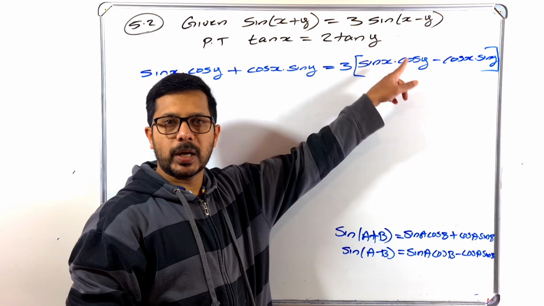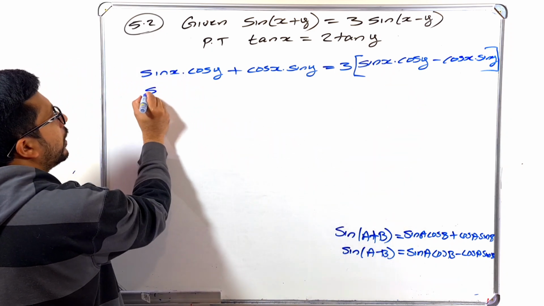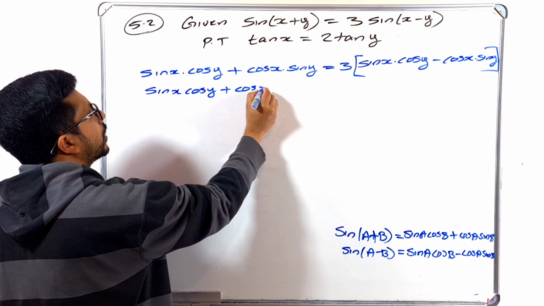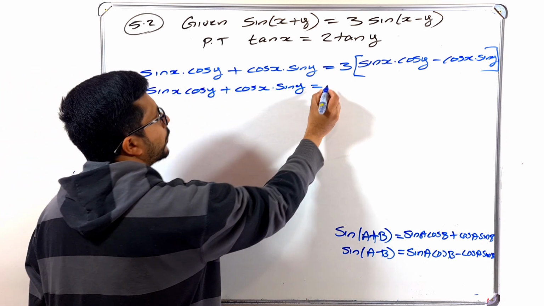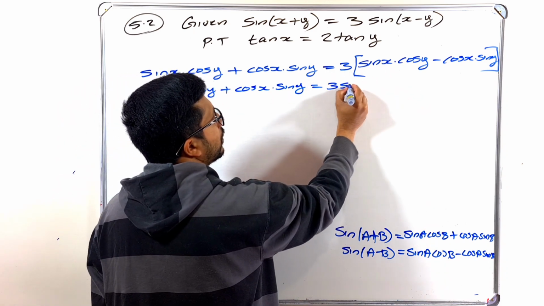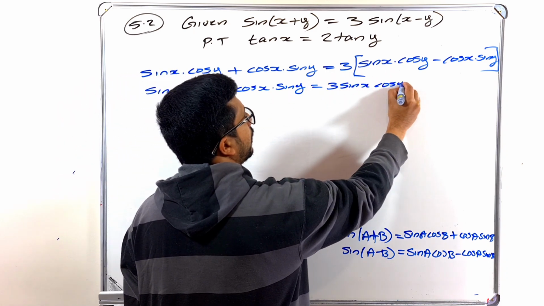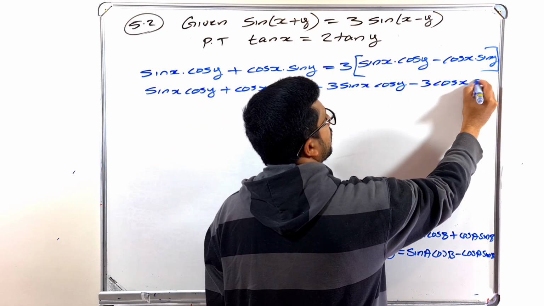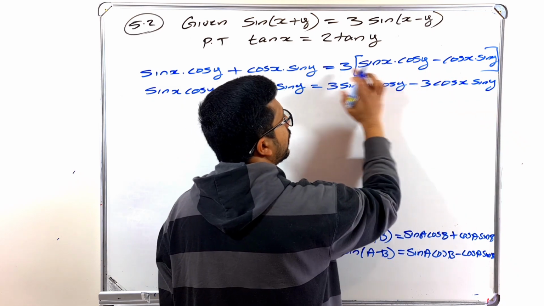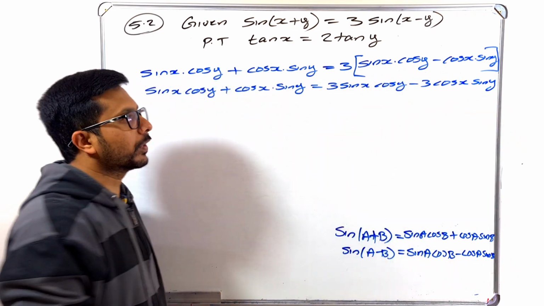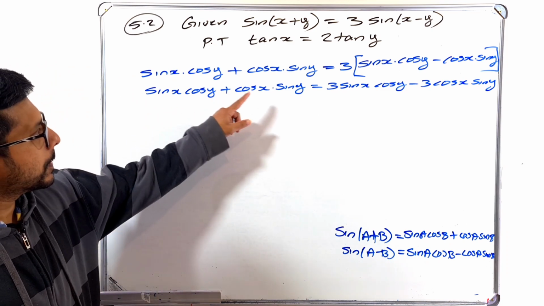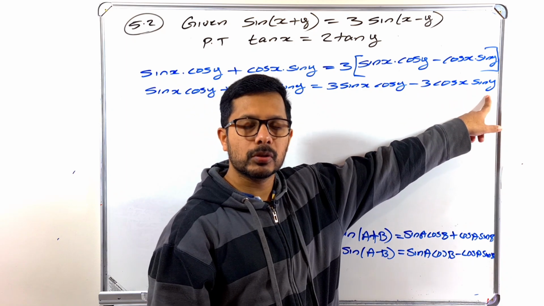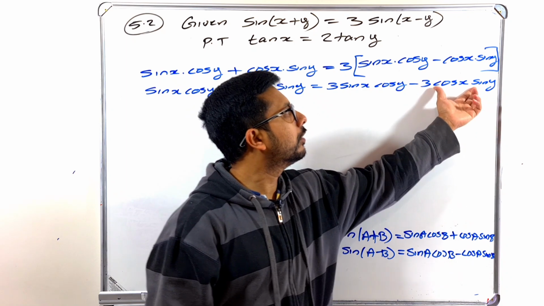Now you have to expand this bracket. So that is sin x cos y plus cos x sin y. Expand the bracket, 3 into this one, so it is 3 sin x cos y, 3 into minus that one, so minus 3 cos x sin y. 3 into minus 1 is minus 3. Now look at this one, here cos x sin y, and here minus 3 cos x sin y. So those are like terms, so take this one to the other side.